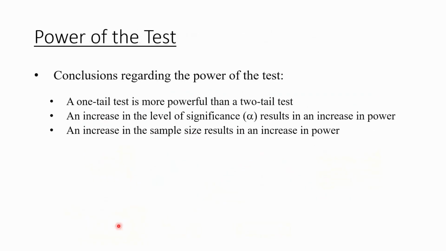What are the conclusions? A one-tail test is more powerful than a two-tail test. An increase in alpha results in an increase in the power of the test. An increase in the sample size also results in an increase in the power of the test. So just go through this again and you will see how these things are calculated. The power of the hypothesis test is also an important section to look at. Just have a basic understanding of how you calculate it.